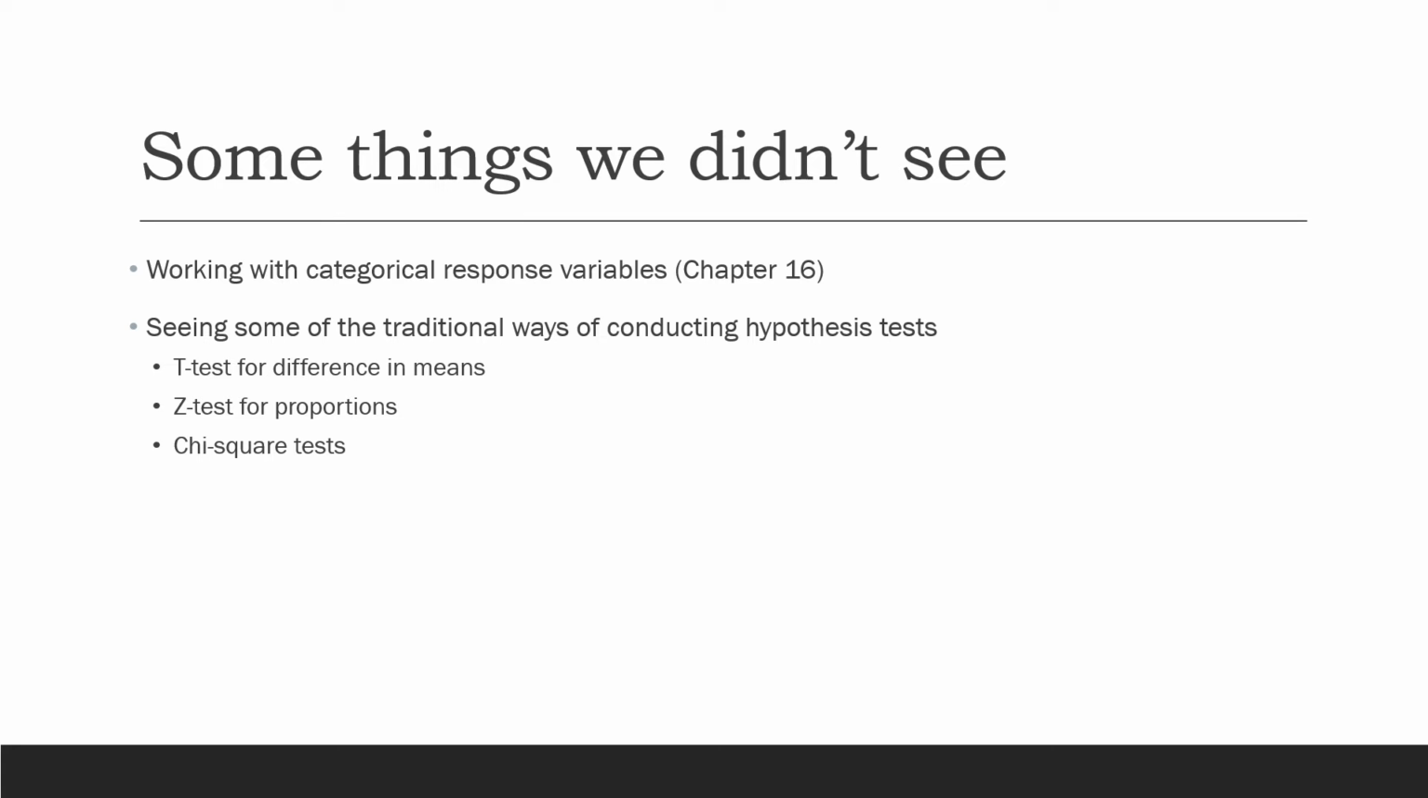We also missed seeing some of the traditional ways of conducting hypothesis tests, like a t-test for a difference in means and a z-test for proportions and chi-square tests. We did not cover those things in this course. Some of them we would have talked about a bit, like the chi-square tests, if we had made it to chapter 16, but some of them we didn't talk about explicitly at all. And so part of what I want to do is show some of the connections between the way that we did things in our course and how we would normally see them in a traditional course.